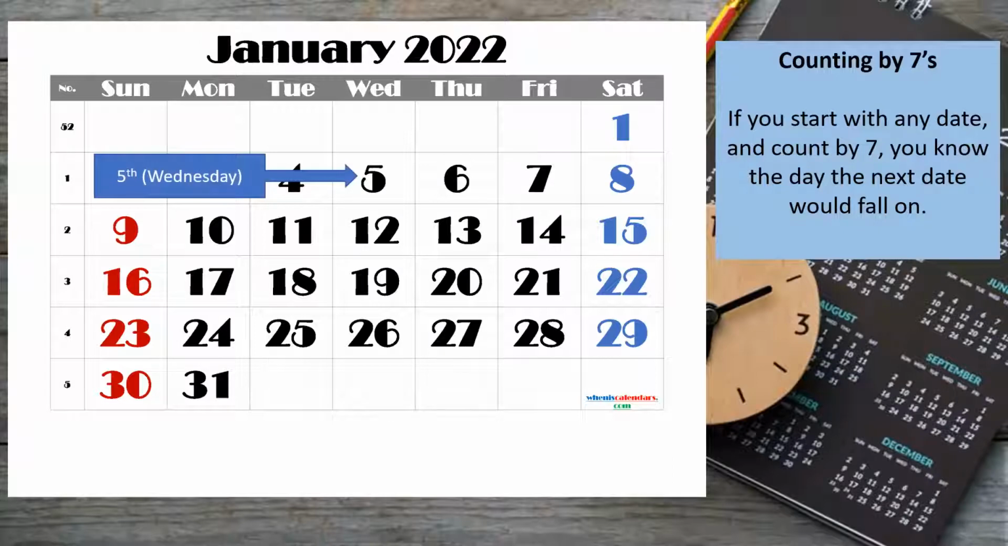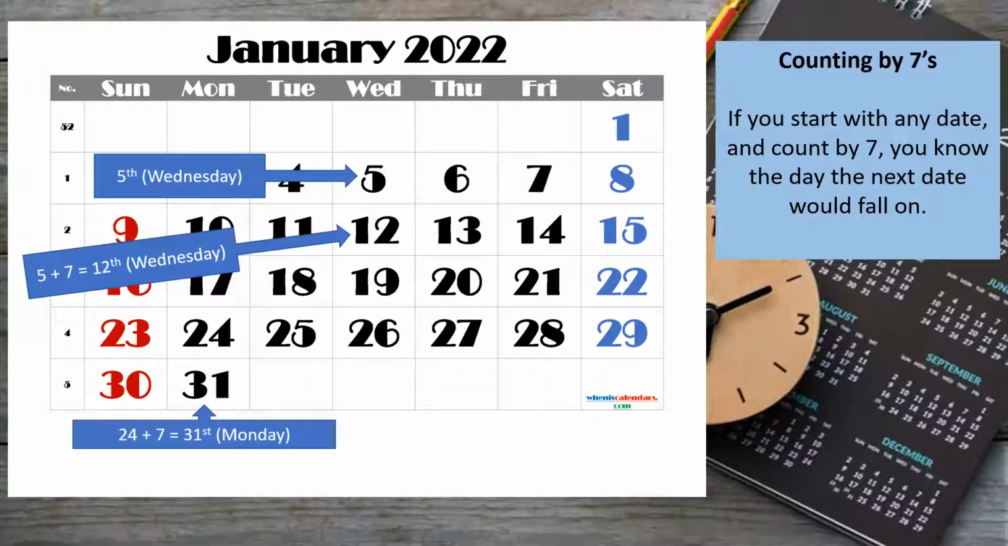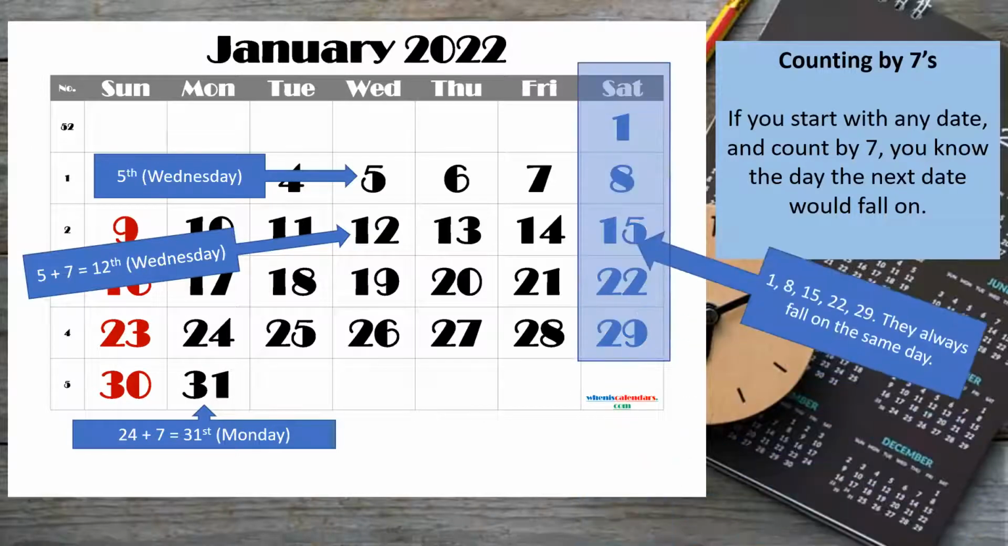Here's an example. The 5th of January is a Wednesday, and 5 plus 7 is 12. That's also a Wednesday. 31st is a Monday. Why? Because 24th was a Monday and 24 plus 7 is 31. You look at these 5 dates, 1st, 8th, 15th, 22nd, and 29th in any month, and they would, of course, all be the same day of the week. And by extension, 7th, 14th, 21st, 28th, 6th, 13th, 20th, 27th, and you can do the rest.